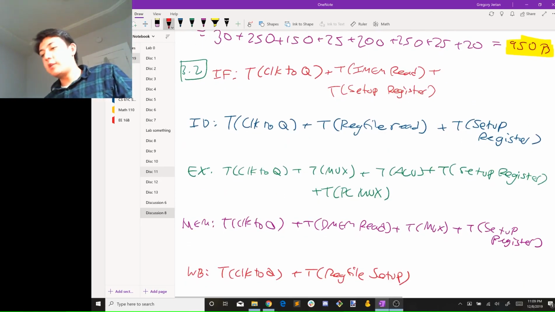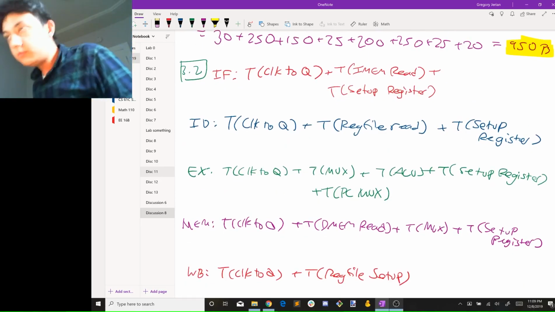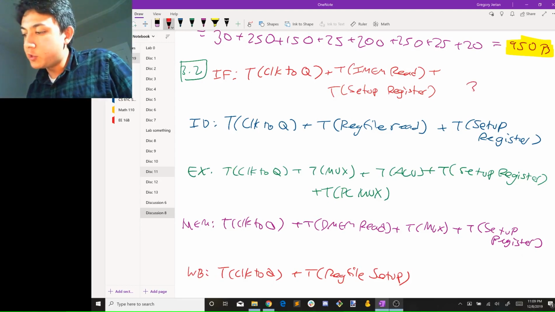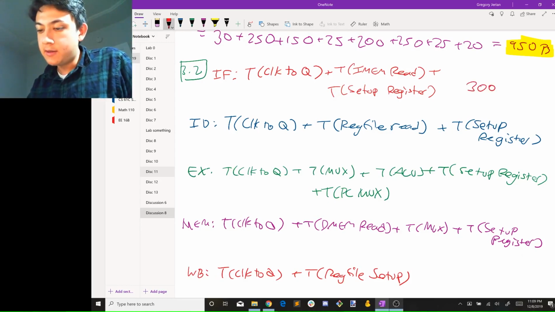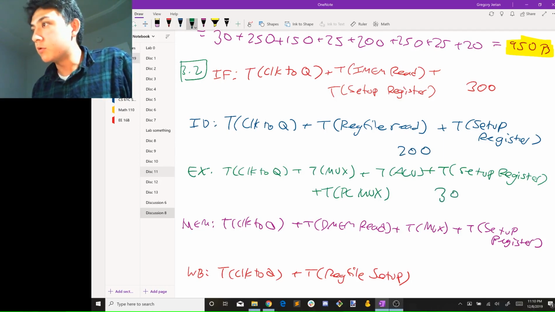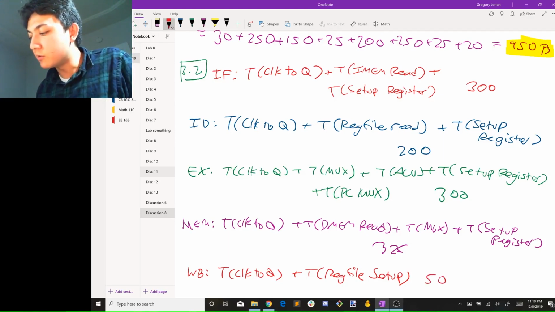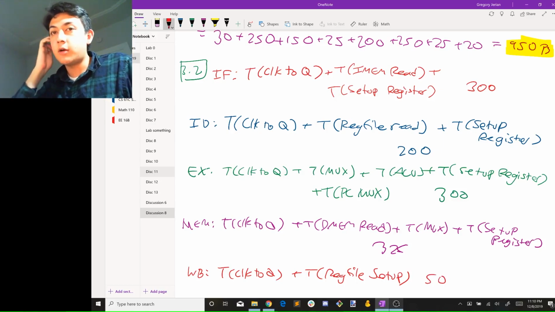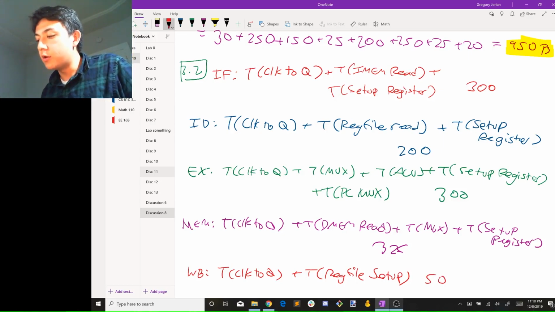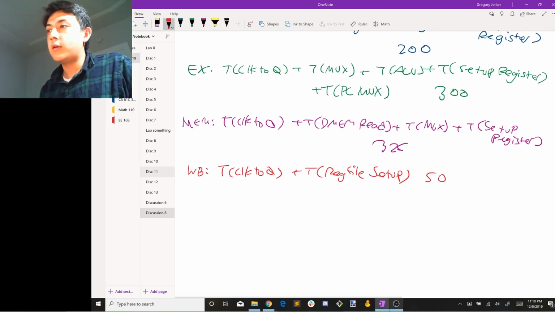Okay, so what takes the longest amount of time? Well, I'll save you the calculation. This takes 300 picoseconds. The next one takes 200 picoseconds. The next one takes 300 picoseconds. The next one takes 325 picoseconds. And finally, the write back takes a measly 50 picoseconds. So clearly that one's not doing a critical path. The memory wins. So memory is the time hog. And so our fastest possible clock time is 325 picoseconds.